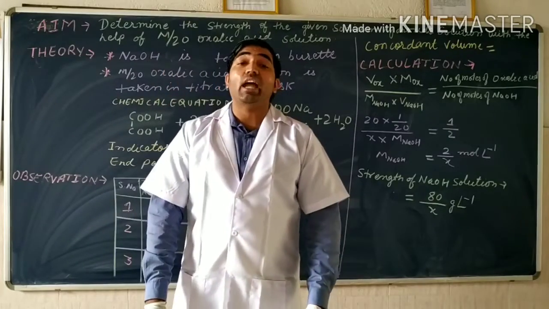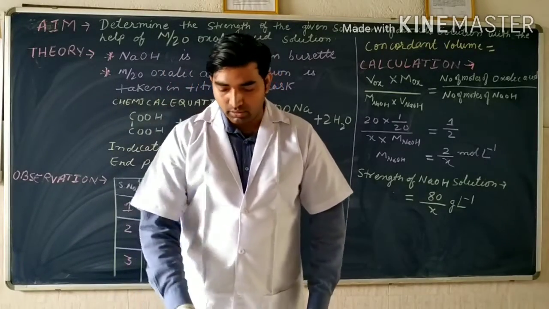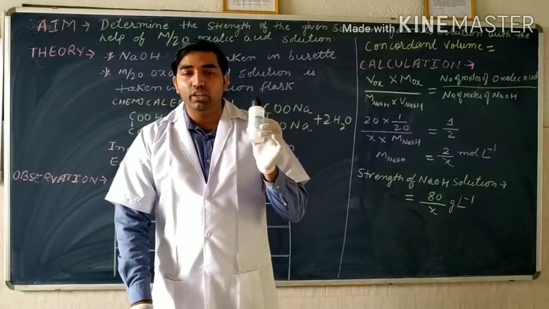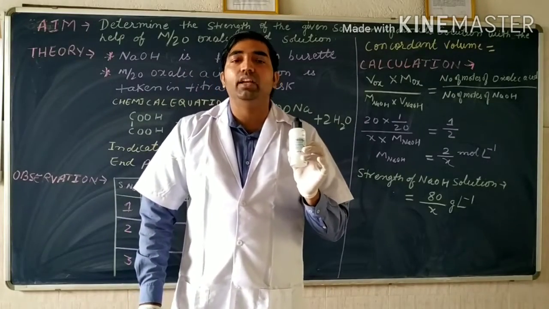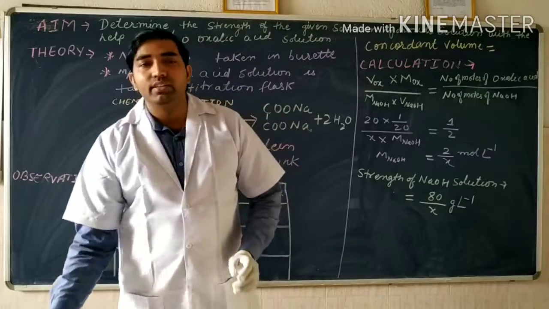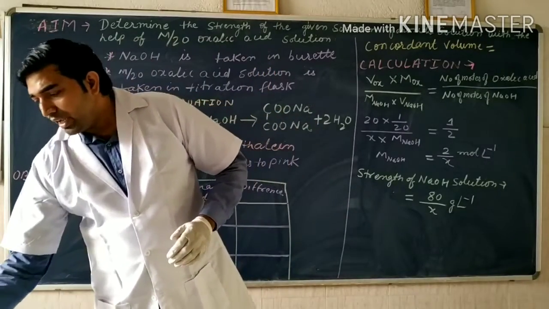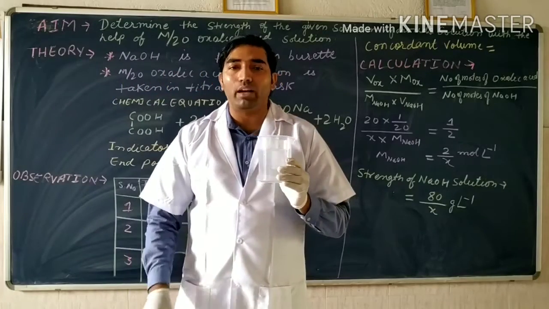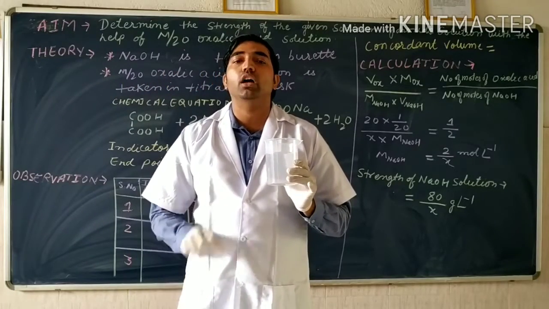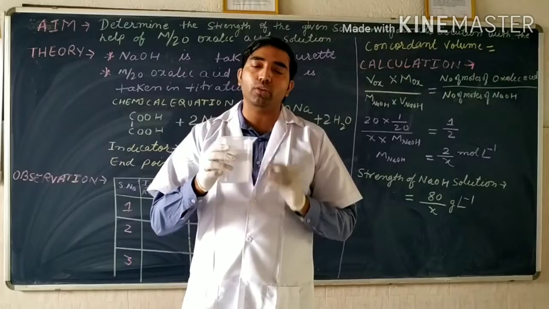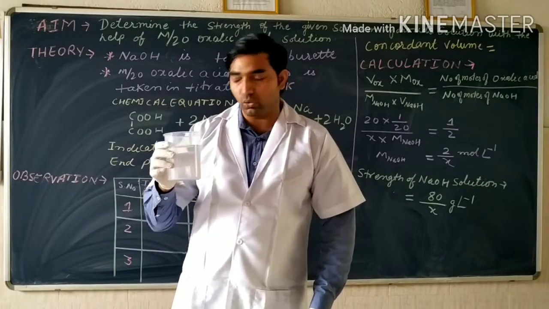And now the chemicals required for this practical. This is phenolphthalein. We use phenolphthalein here as indicator. And this is the oxalic acid. And this is the given solution of sodium hydroxide whose concentration is unknown. We have to find the molarity and strength of this given NaOH solution.